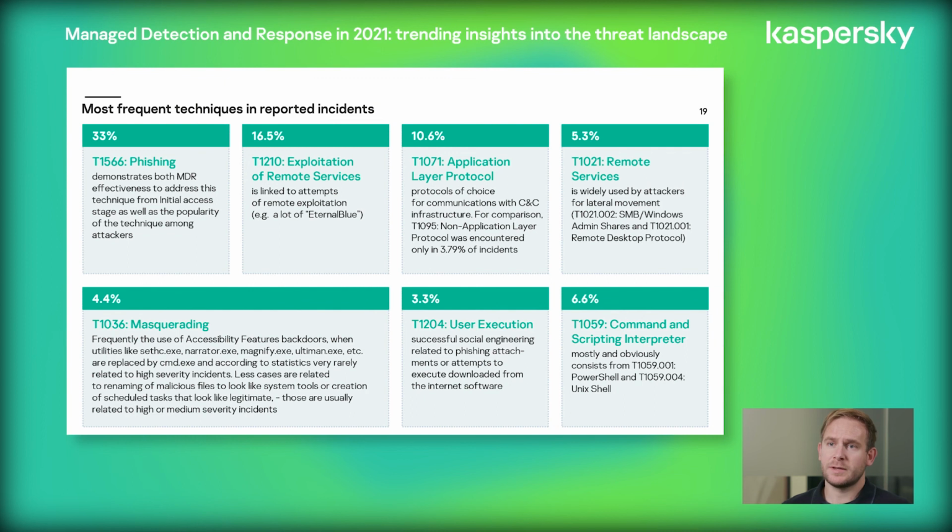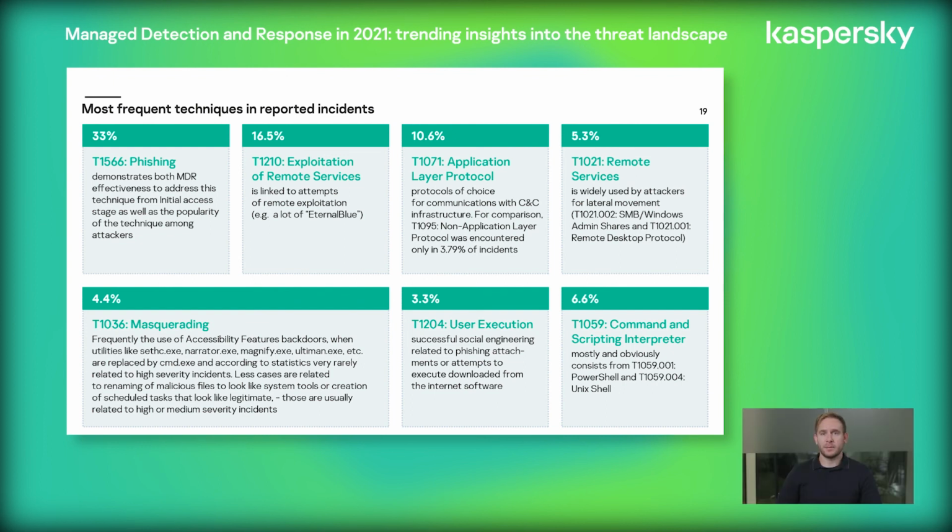Now let's take a look at the most popular techniques. In 1/3 of all reported incidents, we observe phishing. That means that this is a prevalent technique to gain initial access onto organizations. In second place is exploitation of remote services. And in pretty much all cases, these were attempts to exploit remote code execution in SMB, just like EternalBlue.